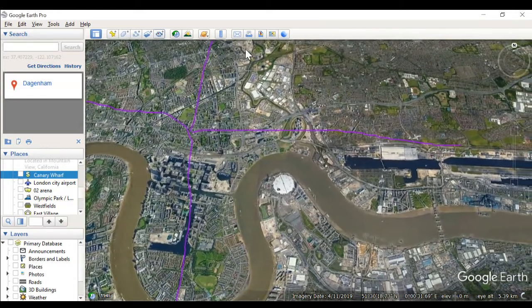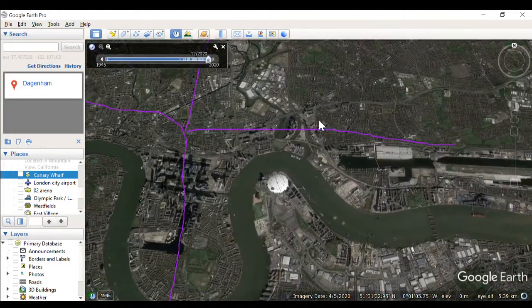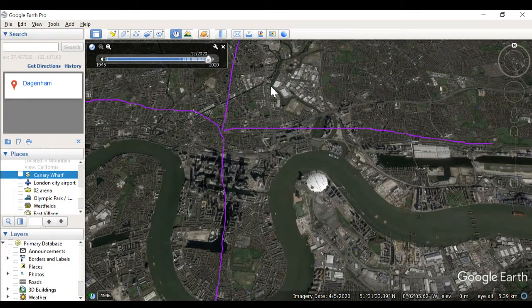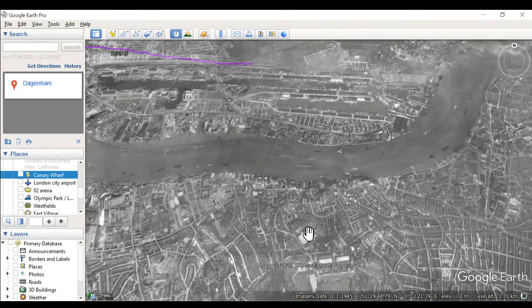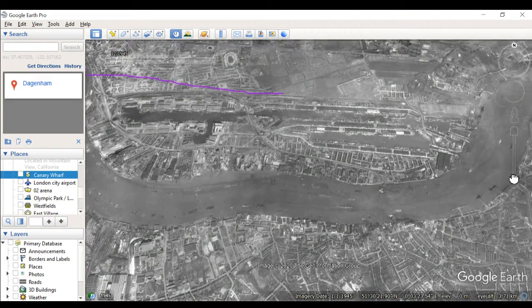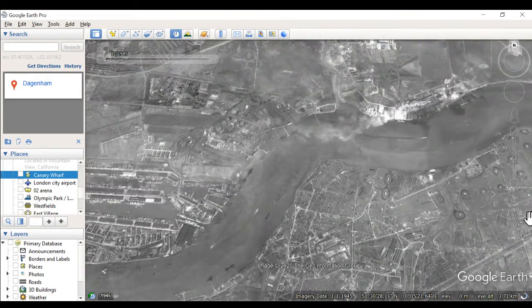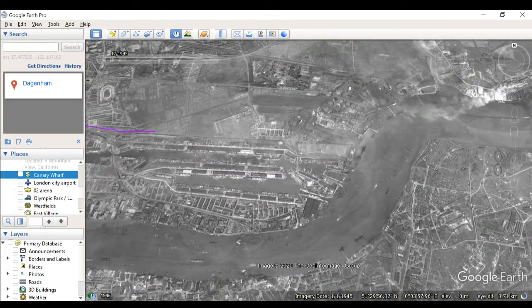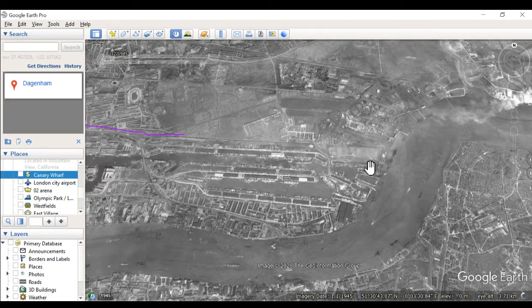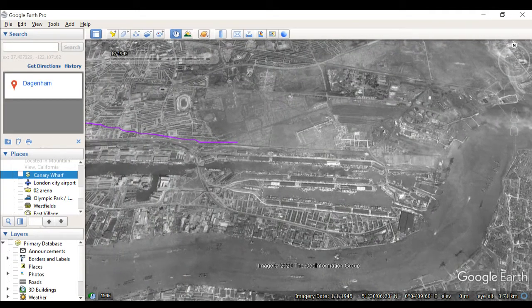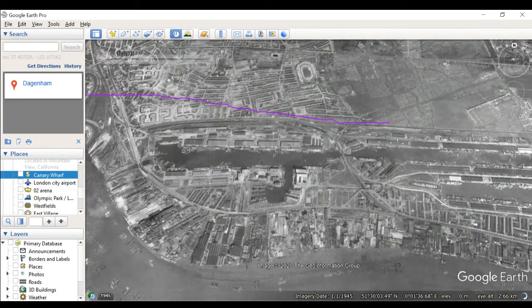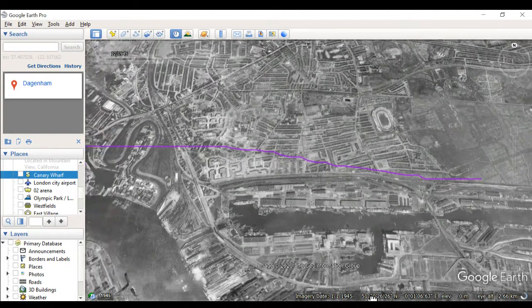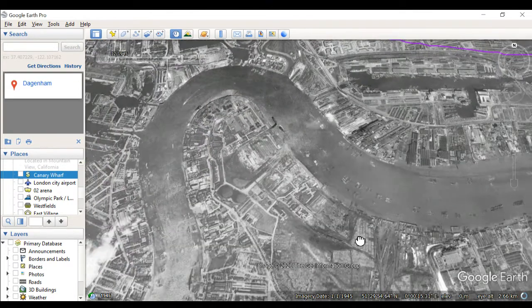But we can also use this function here to go back in time and see how this area has changed. If we go back to the 1940s, the picture becomes much more pixelated, but we can also see how there's even more of these low, flat industrial factories and warehouses. We've got this area here, lots and lots of warehouses and docks, loading and unloading ships. Again, all of this area up here is our industrial area.